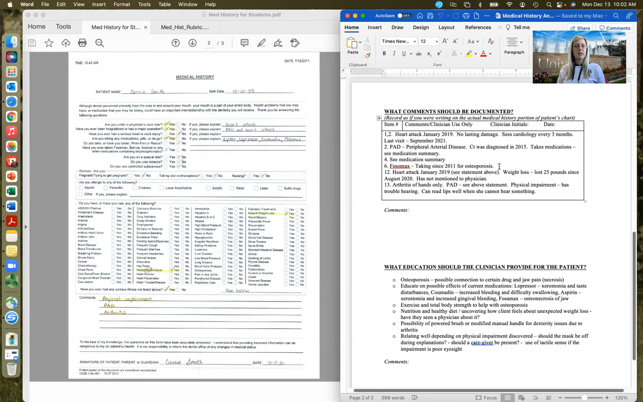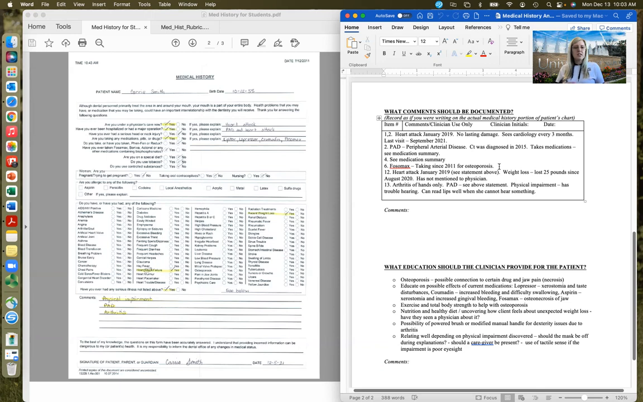Weight loss, and then whatever the patient told you. So this particular patient, I said, has lost 25 pounds since August, has not mentioned to physician. Okay, so then that's where we're going to have a comment or a conversation with the patient. So if this wasn't an intentional weight loss, definitely we need to talk to your physician about that, let them know, so they can see what's going on.